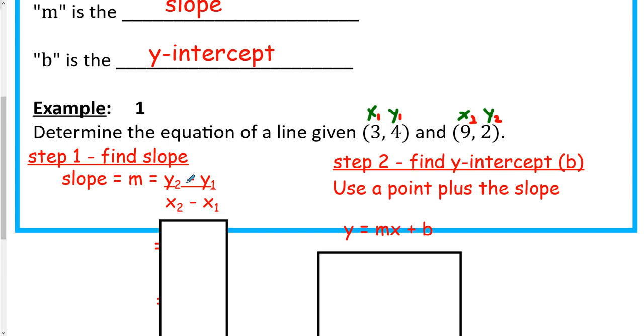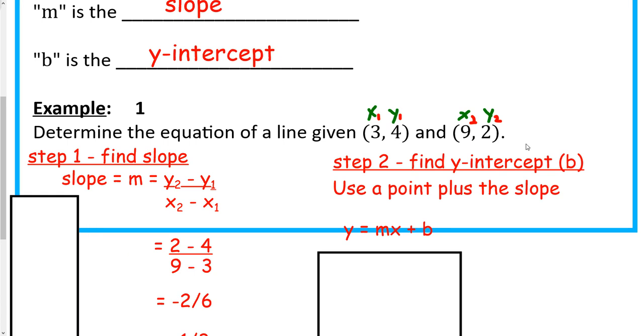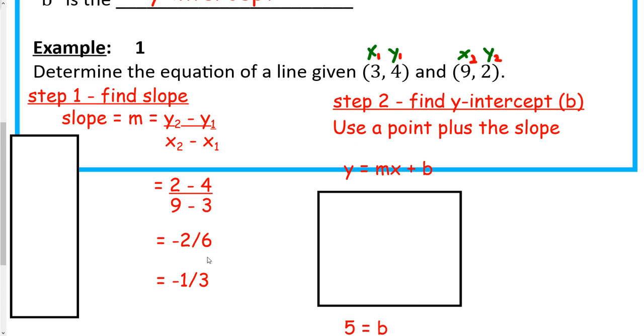Okay, so in the equation, when it says y2 minus y1, it would be the y2, which is a 2, minus y1, which is a 4. So at the top, you want to have 2 subtract 4. And at the bottom, you want to have 9 subtract 3, right? x2 minus x1. And I worked out the top and the bottom. 2 minus 4 is negative 2, 9 minus 3 is 6, and then you can reduce that to negative 1 over 3. So there we go.